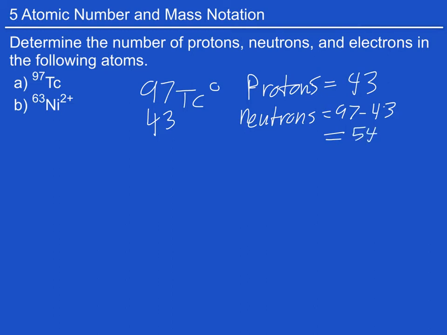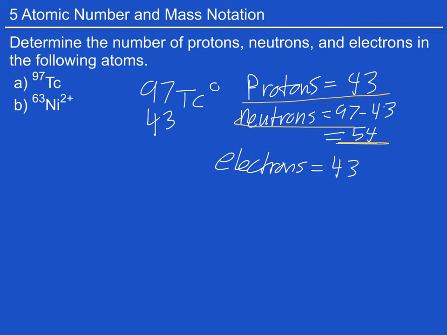And lastly comes the electrons. Okay, in this case, because it's a neutral atom, the number of electrons, the minus charges, have to balance out the positive charges from the protons. We have 43 of those, so we must have 43 electrons. So if we take a look at it here, protons 43, our neutrons are 54, and our electrons 43.